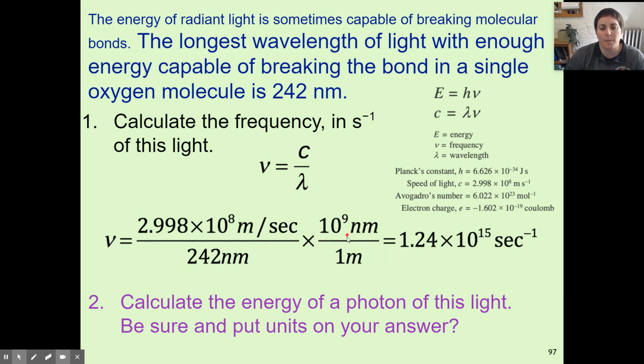You could do this step first before you put the 242 into this. You could convert this into 242 times 10 to the 9th meters, and then just plug that in, or you can do it all as part of one big step. Doesn't matter as long as you have that conversion in there. And then we just solve it, and we find that there's 1.24 times 10 to the 15th seconds to the negative 1.